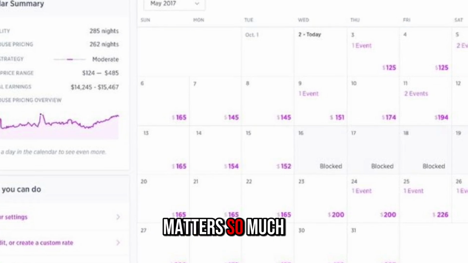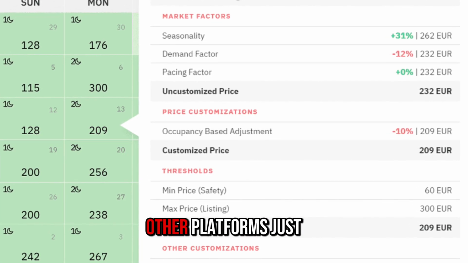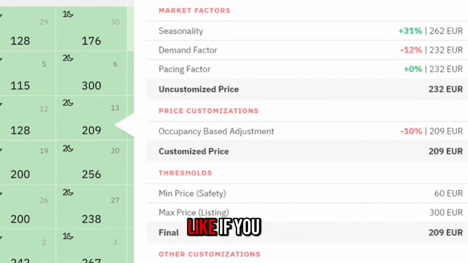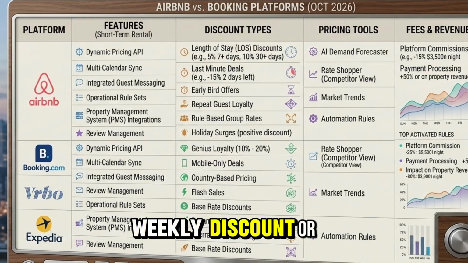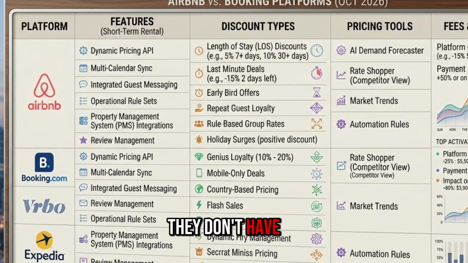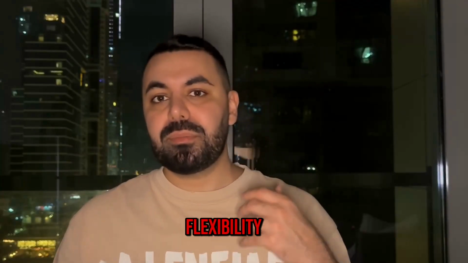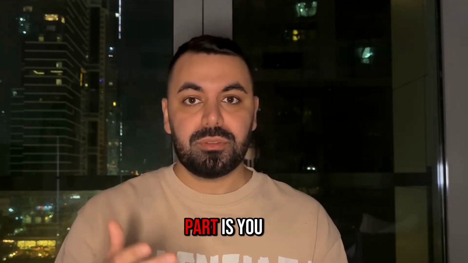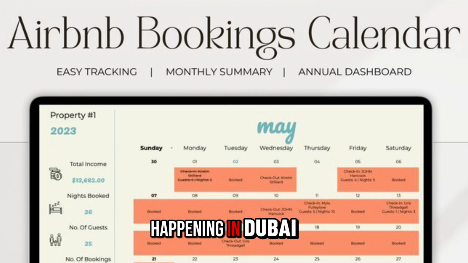Here's why this matters so much for us in Dubai. Airbnb lets you change settings that other platforms just don't have. If you go to booking.com or VRBO, sure, they let you set a weekly or monthly discount. But they don't have 3-day discounts. They don't have 4-day discounts. They don't have the same early bird or last-minute discount flexibility. And the beautiful part is you can change these settings day by day. Not one setting for your whole calendar, day by day based on what's happening in Dubai.